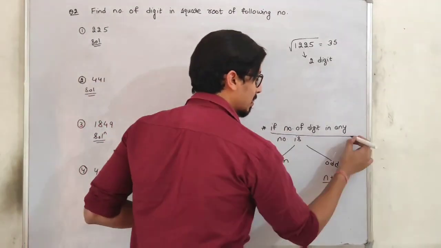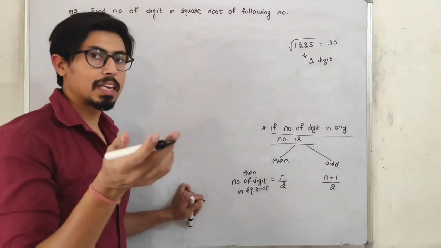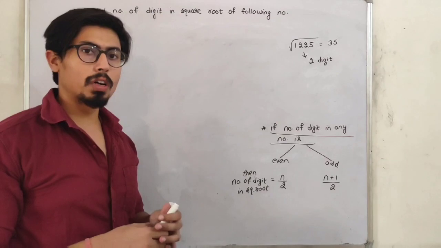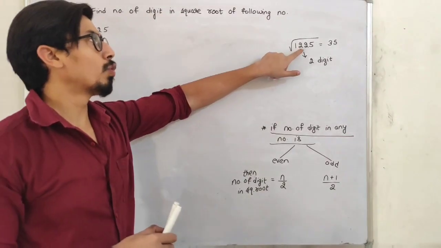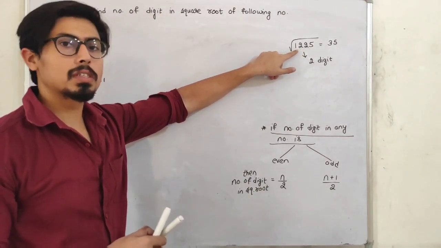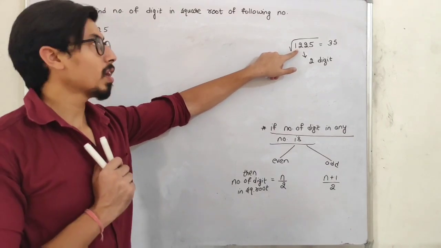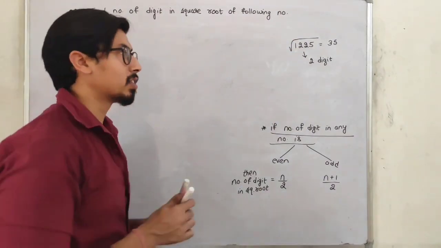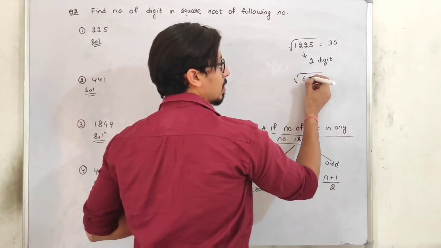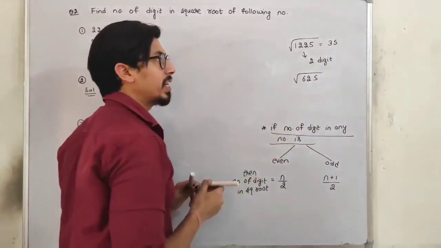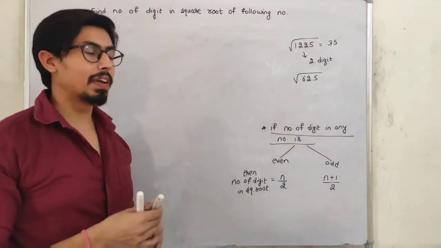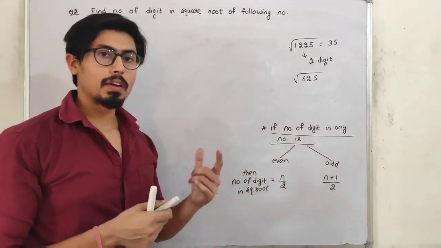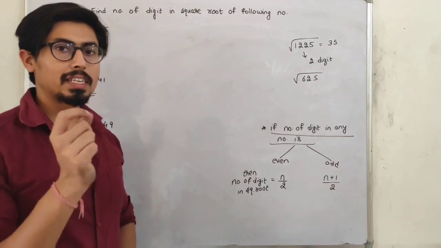The number of digits in any number can be either even or odd. See, friends, 1225 has 4 digits, so it is an even number. If I take 625, it contains 3 digits, that is an odd number. So it can be categorized as an even number and odd number, where n is the number of digits.